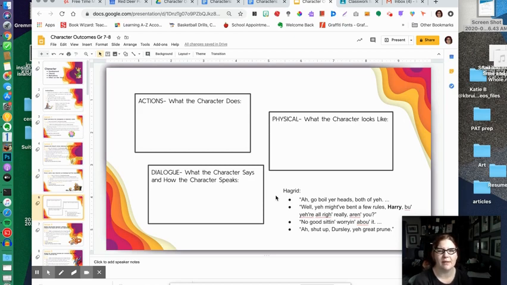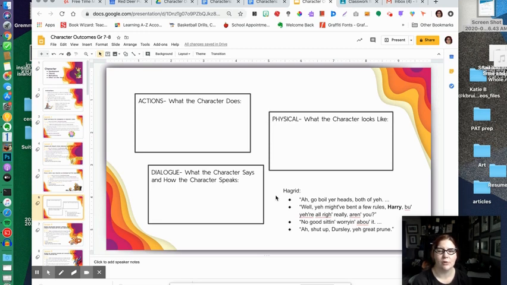So if you were writing a teenage character, you might use more casual language, more slang words, and those words might not make the same sense coming out of, let's say, a character that is the Queen of England. Okay, and then there's the actions, what the character does, which are going to help further along your plot.